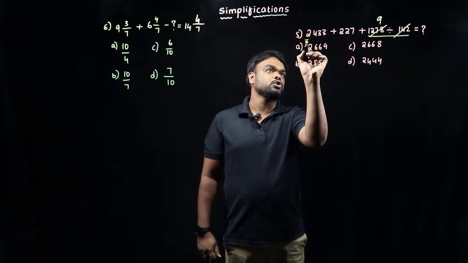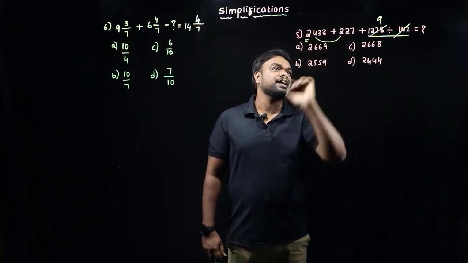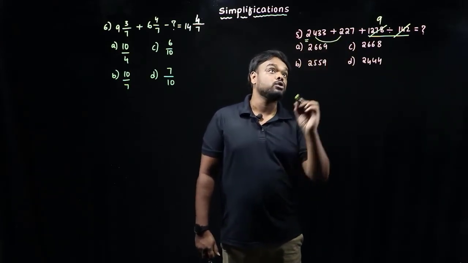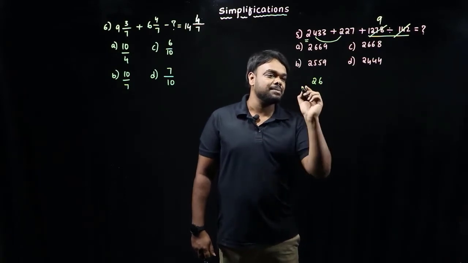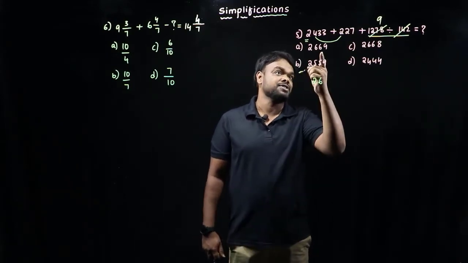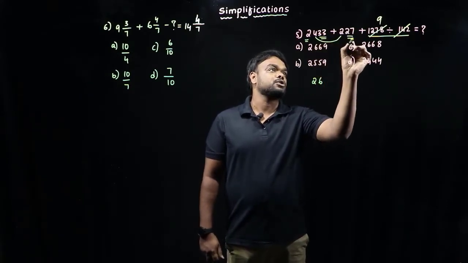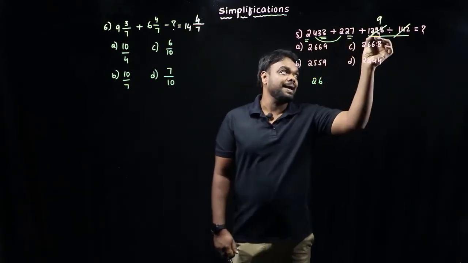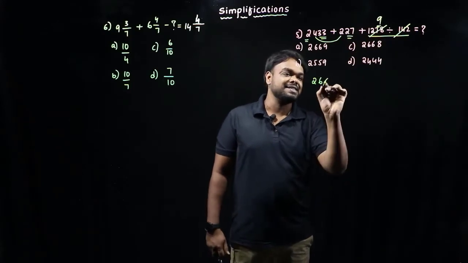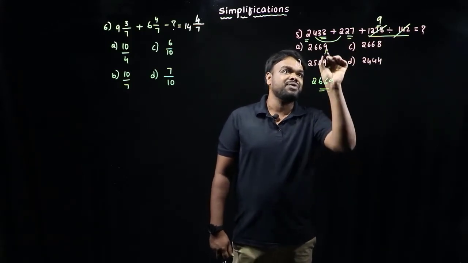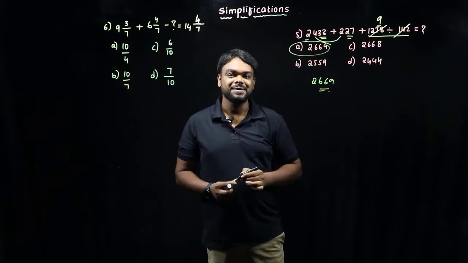What do we have here? 2000. 400 plus 200 is 600. So we have 2600. My answer must be 2600, but there are two options, 69 and 68. Then what do we do? We add 33 plus 27, that is 60, plus 9 is 69, and that is our final answer, option number A.